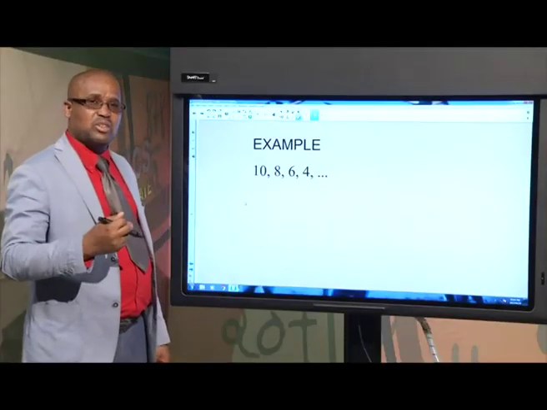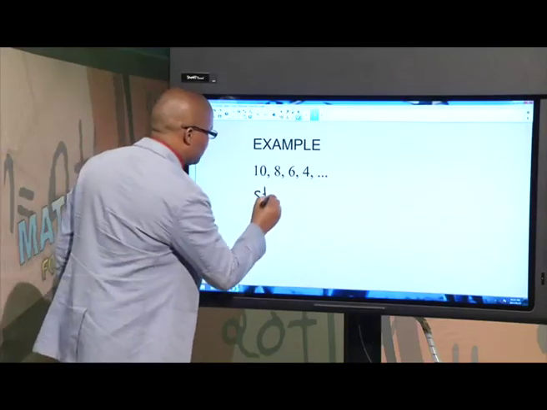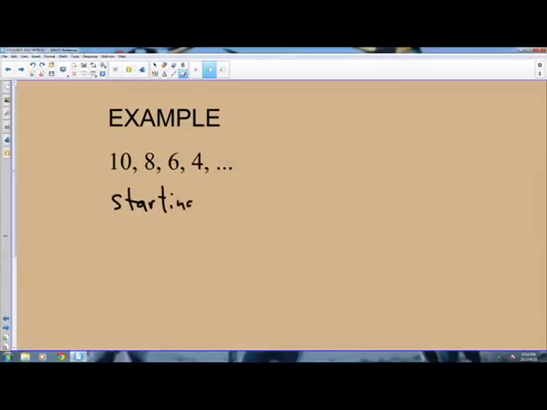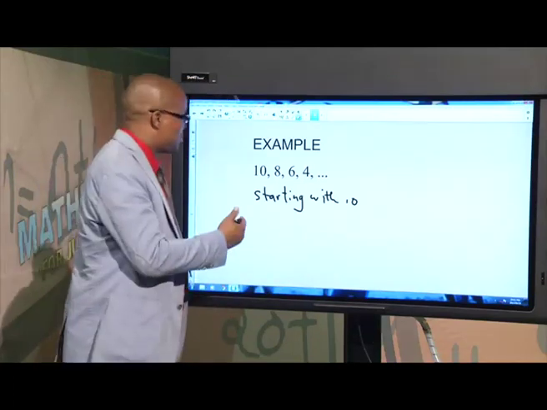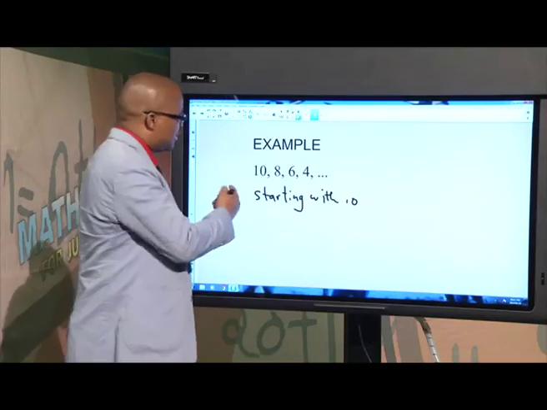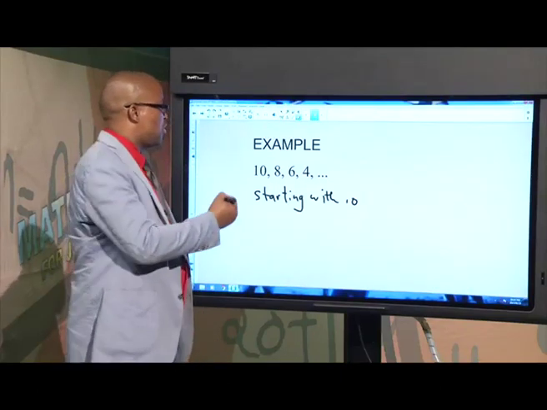Remember, I stated that you need to always state where you are starting. So it's starting with 10. In this case, are we adding or subtracting? It's very important to always check whether you are adding or subtracting. So it's 10, 8, 6, 4. The numbers are decreasing as you go towards the right hand side. This simply means you are subtracting. For you to get the next term, you subtract a number from the previous one. In this case, we got 8. This simply means we have subtracted 2 from 10 to get 8.